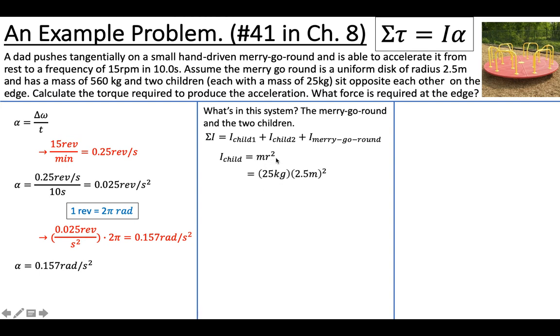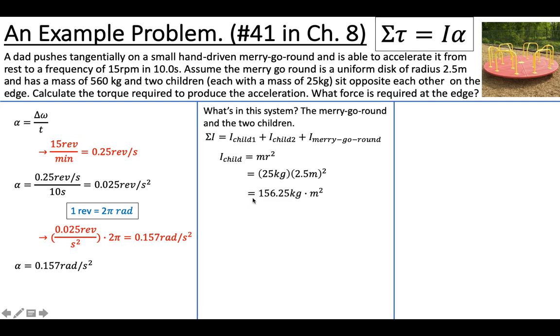And it's just mr squared. M is mass. The mass of the child is 25 kilograms. And r is how far they are from the center of spinning. They're at the edge, so that's 2.5 meters, and you've got to square that. It's mr squared. So 25 times 2.5, and the 2.5 is squared.